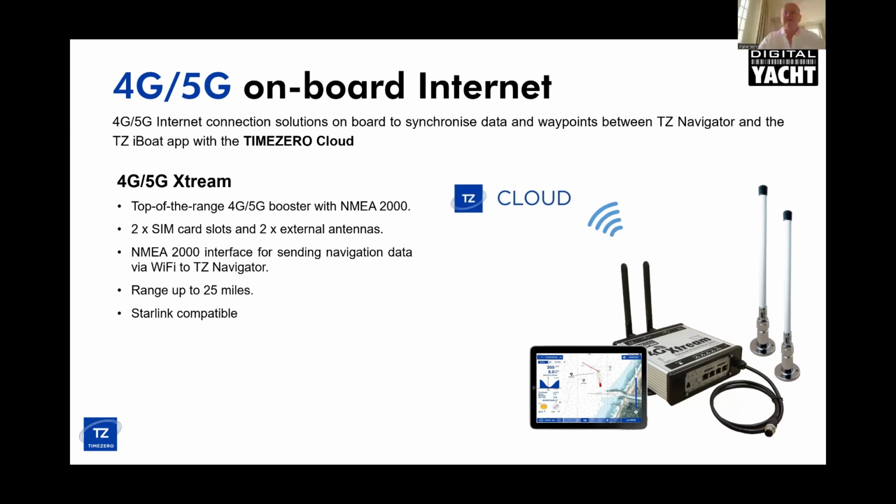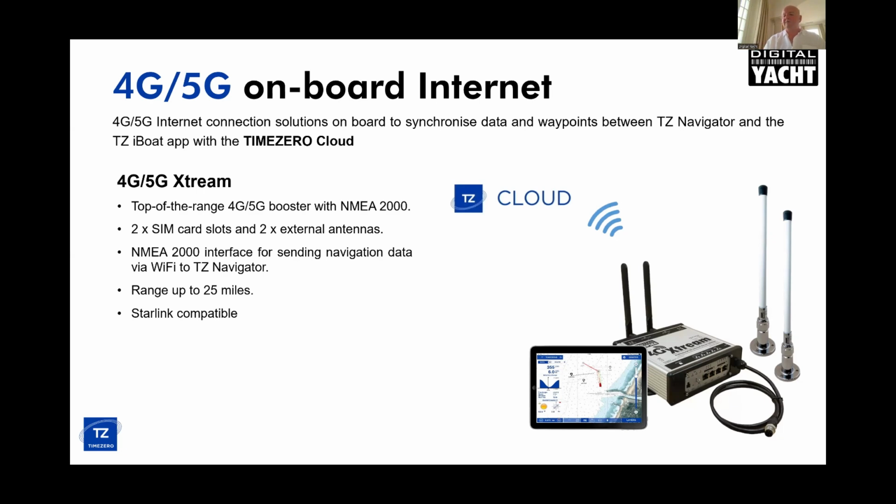So Digital Yacht also makes some internet-based products. We make a 4G, 5G router. So a bit like your household router, but on steroids. It's going to work up to about 25 miles offshore. Super fast. Our 4GX works up to 300 megabits a second. It's got a port so if you're using satellite, you can switch what we call blended internet between 4G, 5G, and also for Starlink. And most importantly, it's got a NMEA 2000 interface.